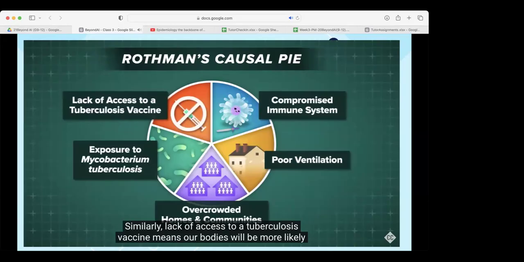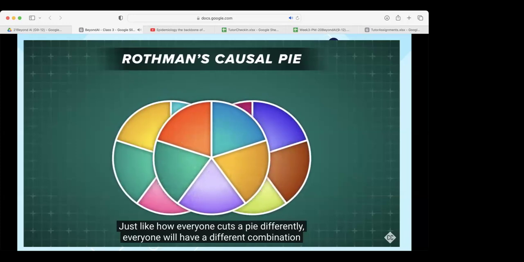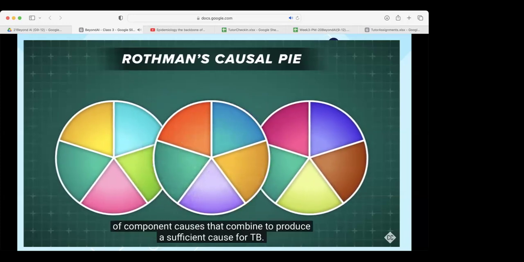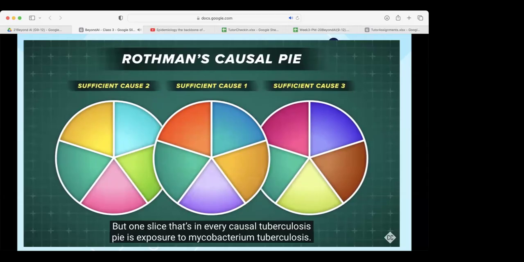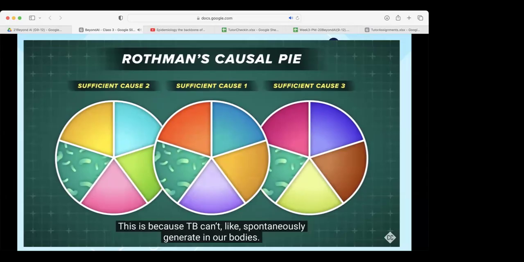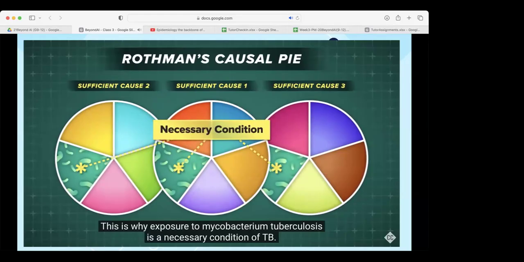Similarly, lack of access to a tuberculosis vaccine means our bodies will be more likely to contract the disease. So that's also a pretty big part of the causal pie. Just like how everyone cuts a pie differently, everyone will have a different combination of component causes that combine to produce a sufficient cause for TB. But one slice that's in every causal tuberculosis pie is exposure to Mycobacterium tuberculosis. This is because TB can't spontaneously generate in our bodies. It needs a source. This is why exposure to Mycobacterium tuberculosis is a necessary condition of TB.